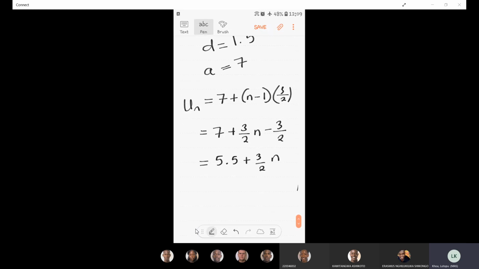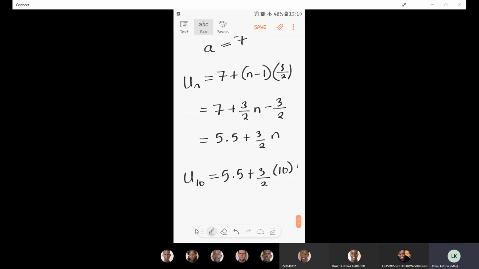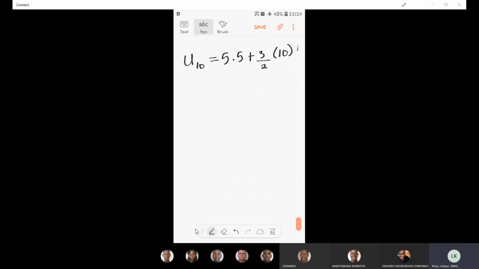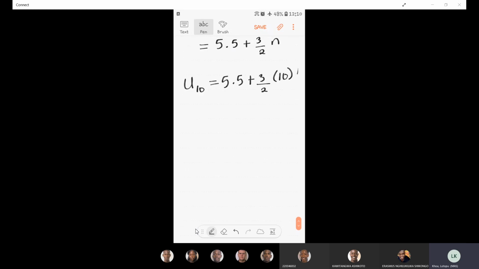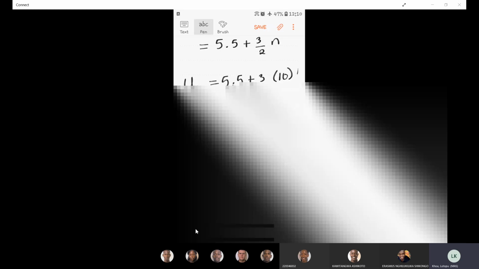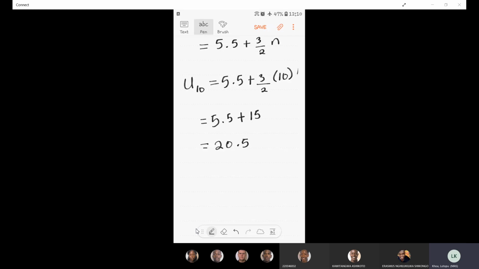And then here also you can work out the 10th term. So if you want the 10th term, this is equal to 5.5 plus 3 over 2 times 10. Okay, then this is the same as 5.5 plus 15. And this is just 20.5. So that is how you would do that one. So it's very simple to work it out, nothing complicated.